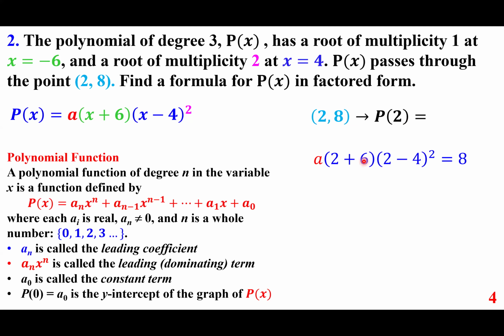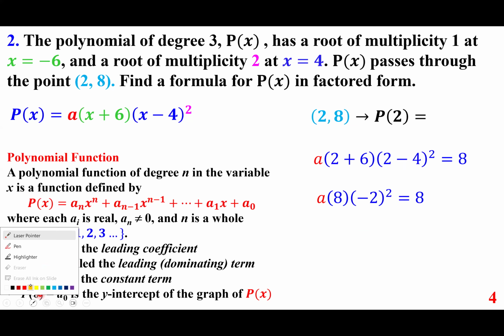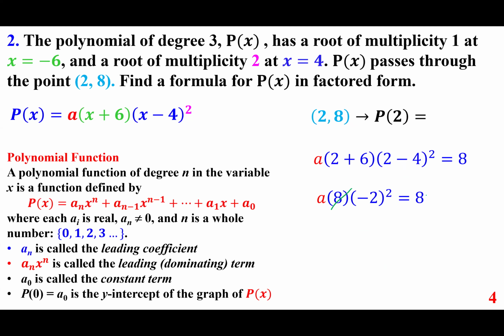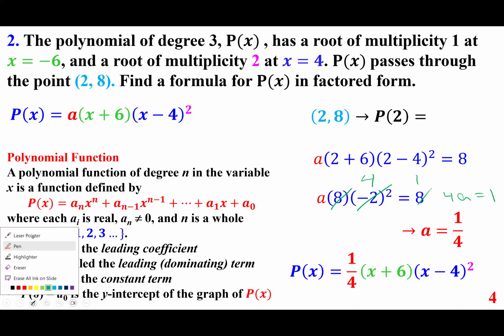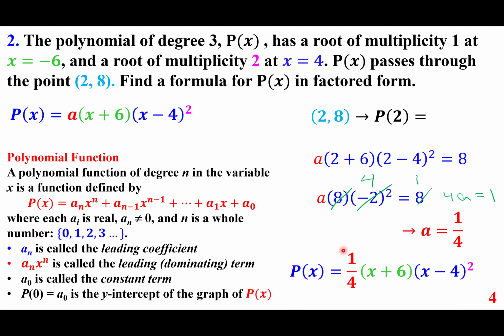Now, needless to say, the two factors give 8 times 4. These 2 to negative 2. And I can drop the 8 from both sides, and this becomes 4, meaning 4a equals 1. A becomes 1/4. Replace it, and the function P of x is 1/4 times x plus 6 times x minus 4 quantity squared.